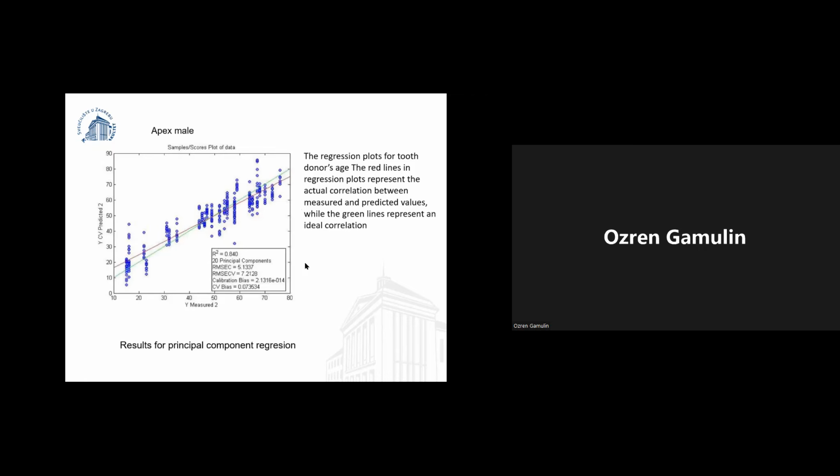After it, we applied principal component regression to make a model from which the age estimation can be done. We see here that in the model, the green line represents ideal correlation between measured and predicted values or years, and the red line is the line of actual correlation, and the correlation coefficient is relatively high. It is 0.84. Calibration error was about 5 years, and cross-validation error was about 7.21 years.